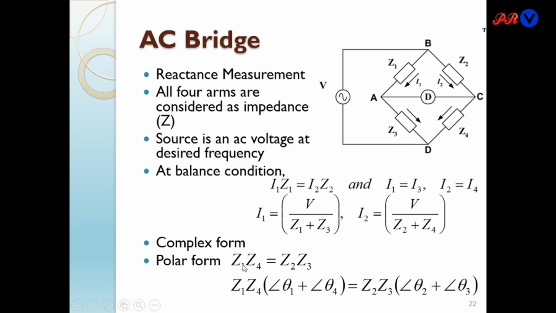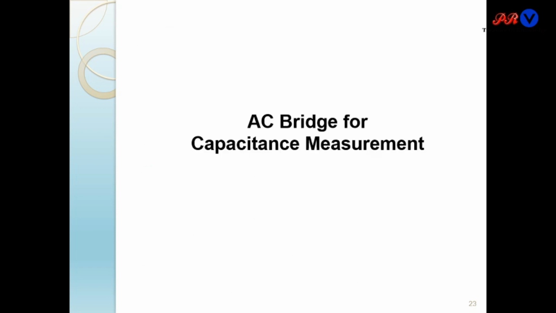Here this is the complex form of the impedances for balance. In polar form, the product Z1 Z4 is equal to Z2 Z3, meaning opposite arm products. This Z1 Z4 must be equal to the Z2 Z3 product. In polar form we will take the impedance angle also. So theta 1 is the angle for Z1, theta 4 the angle for Z4, theta 2 the angle for Z2 and theta 3 the angle for Z3, where Z1 is the magnitude of the impedance and theta is the angle of the impedance. Now we will study capacitance measurement using AC bridges.